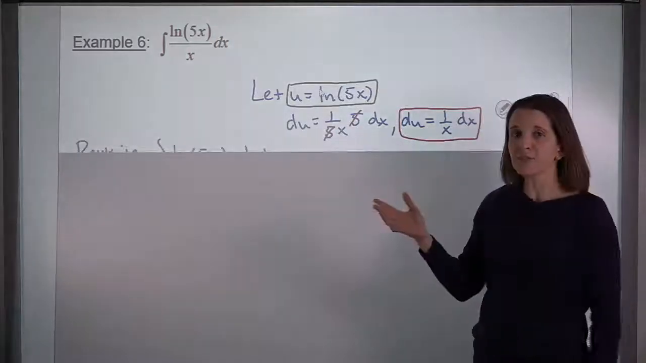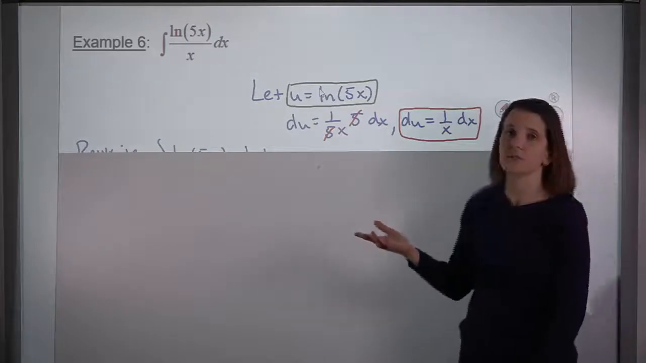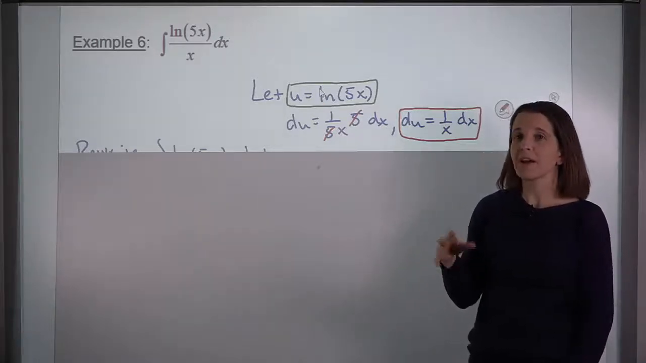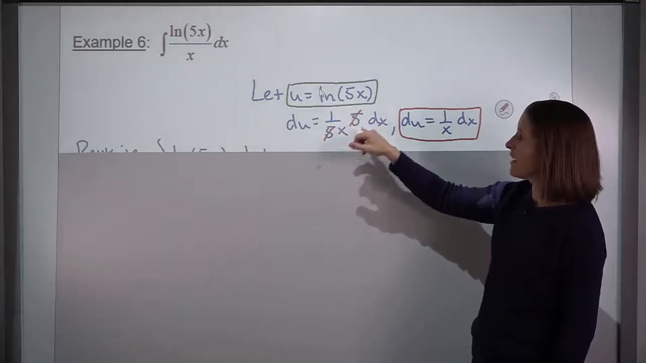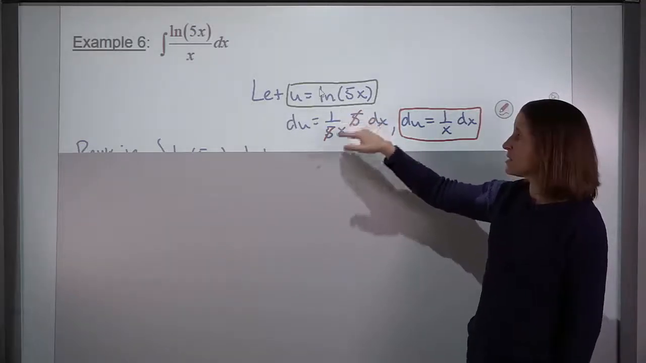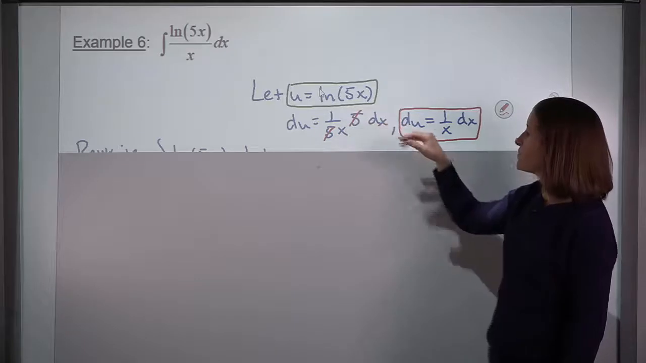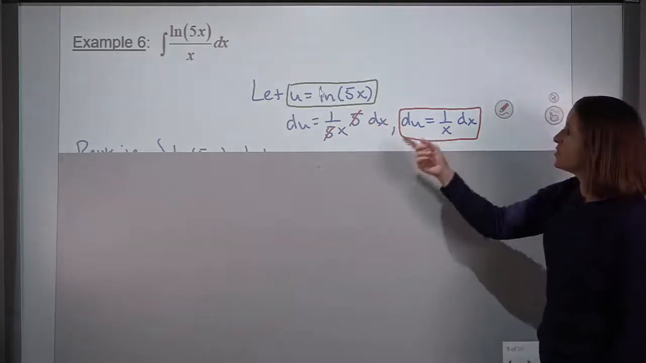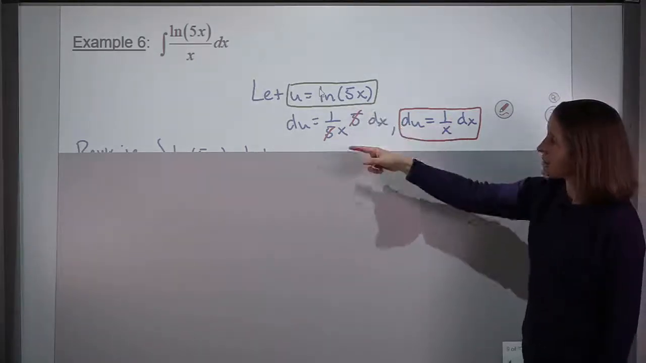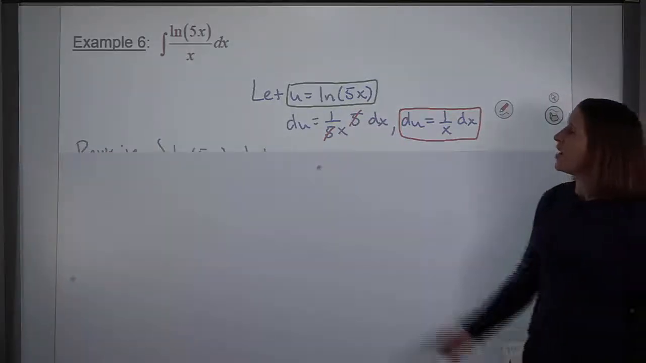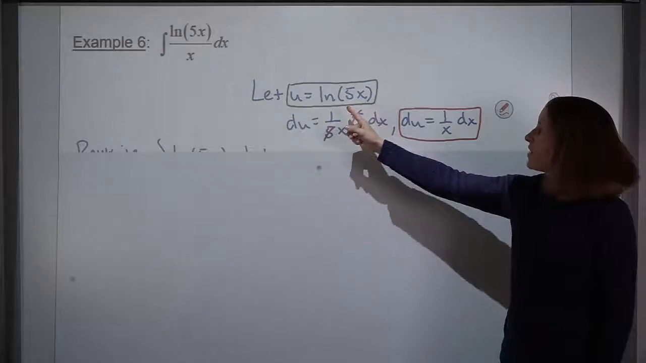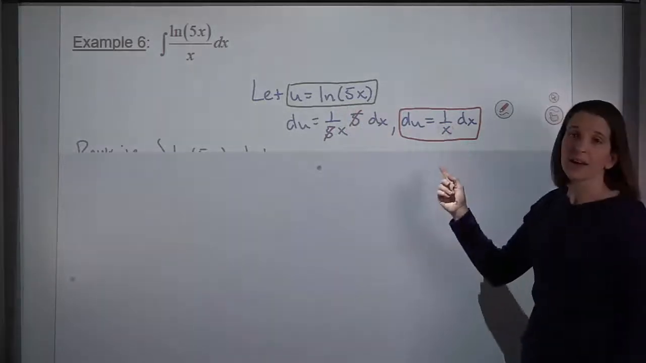And then be careful here. I do not want you thinking the derivative of every ln problem is 1 over x. However, in this case, because that's a constant, it's 1 over 5x times, so it's 1 over the inside times the derivative of the inside. And so you get the 5's to cancel, and it is 1 over x dx, okay? Okay, so our u is ln of 5x, and our du is 1 over x dx.